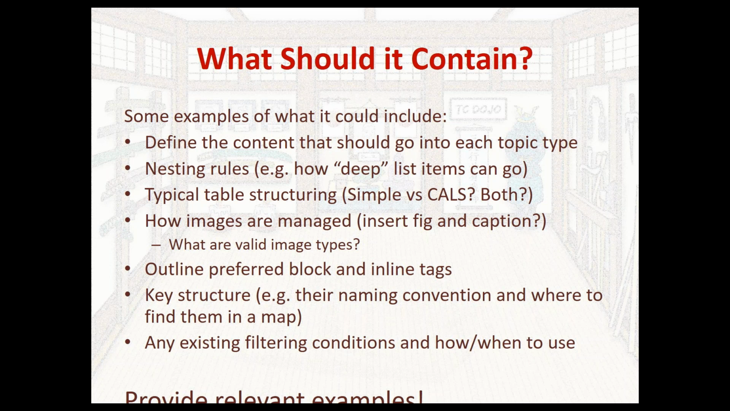You want to look at things like table structures and how images are managed. Do you insert figure and caption? Do you have a separate library topic type for holding or storing images? If so, what are the conventions around that? Also want to talk about valid image types. Do you use PNG, JPEG? Do you use static image types, or do you use things like scalable vector graphics or MathML? And if so, how are they then incorporated within the content of your manuals?